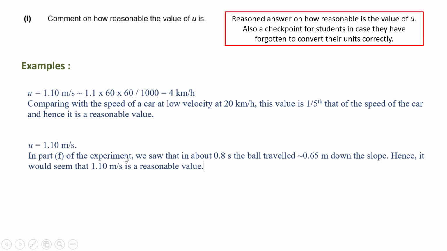So for example, in part F of the experiment, we saw that in about 0.8 seconds, the ball traveled about 0.65 meter down the slope. So comparing the two values, they seem to be very close. Therefore, it would seem that 1.10 meters per second, which is slightly larger, and still comparable around the same order, is a reasonable value. So this is how you can comment on how reasonable the value of u is.